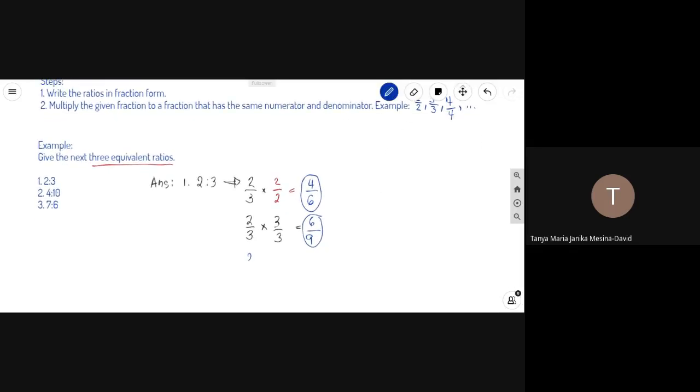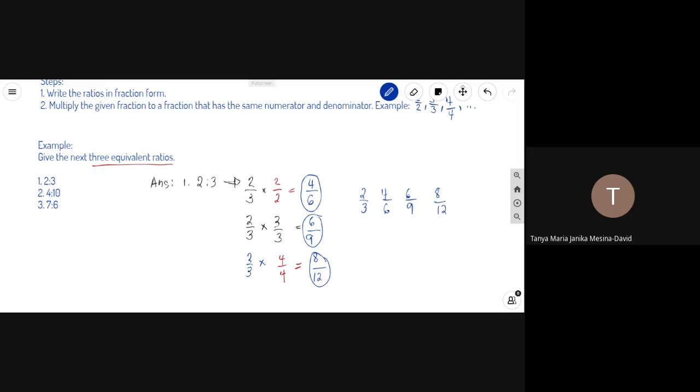Next, we multiply 2 over 3 by another fraction that has the same numerator and denominator, and we write 4 over 4. And the resulting expression would be 2 times 4 is 8, and 3 times 4 is 12. So this is the third equivalent fraction. So I will write all the fractions here. So we have 2 over 3. This is the original, the question. And its equivalent fractions are 4 over 6, 6 over 9, and 8 over 12.